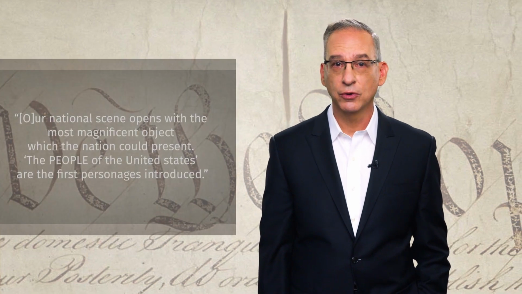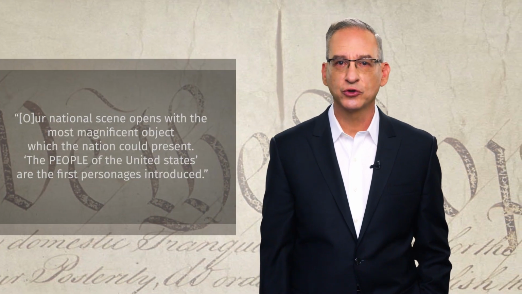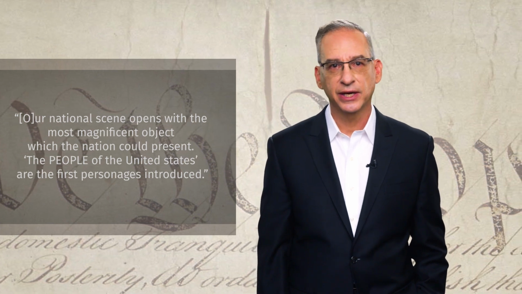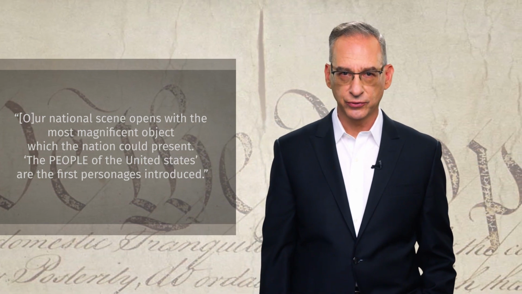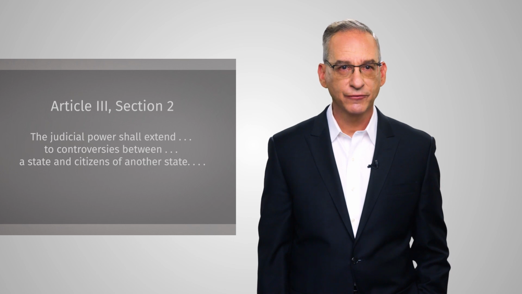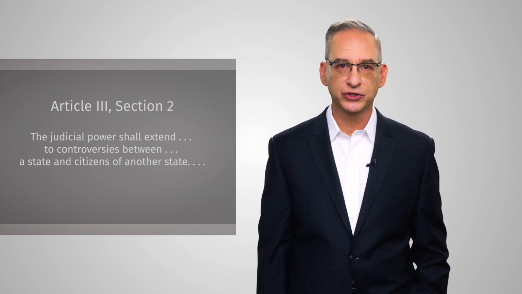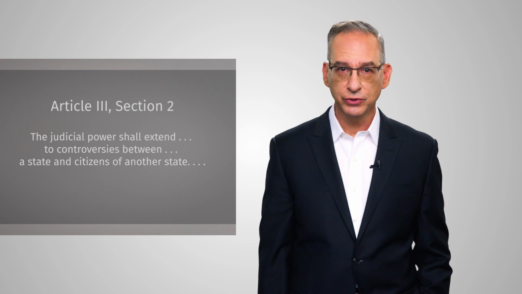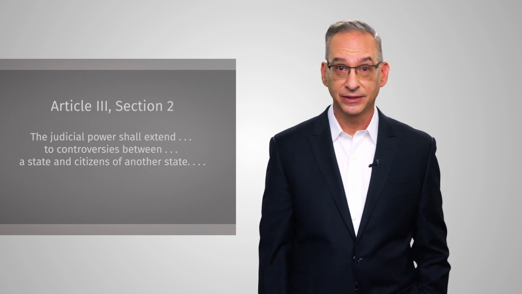Referring to the first 3 words of the Constitution, he explained that, quote, "Our national scene opens with the most magnificent object which the nation could present. The people of the United States are the first personages introduced." Finally, Wilson turns to the text of Article 3, Section 2. By ratifying this provision, Wilson says, the people of Georgia had consented to the jurisdiction of the Supreme Court when the state of Georgia was sued by a citizen of another state. Quote, "As to the purposes of the Union, therefore, Georgia is not a sovereign state."